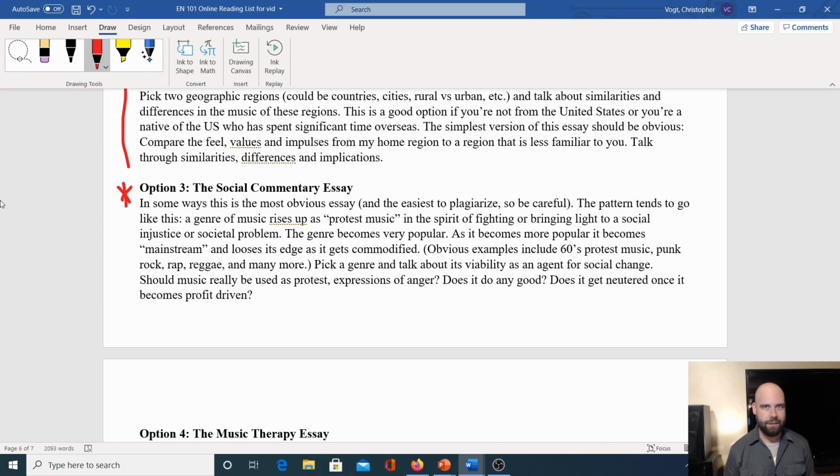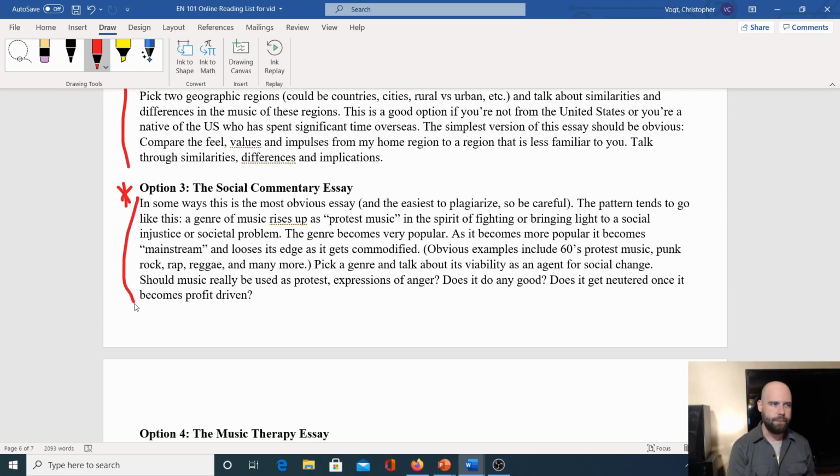It's also the easiest to plagiarize, and I'm telling you that not to tempt you to plagiarize, but so that you know if you look up this social commentary and music essay, you will get thousands online. So the temptation is going to be higher to copy paste an entire essay. That's why you're submitting through Blackboard. So definitely don't do that. But this is an obvious one.